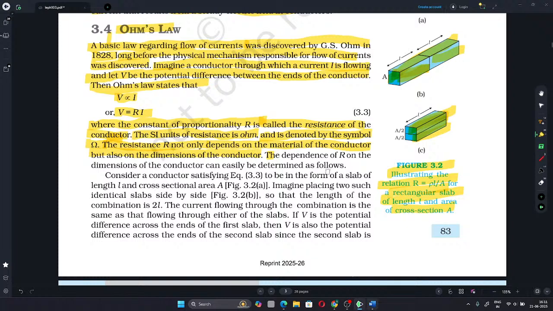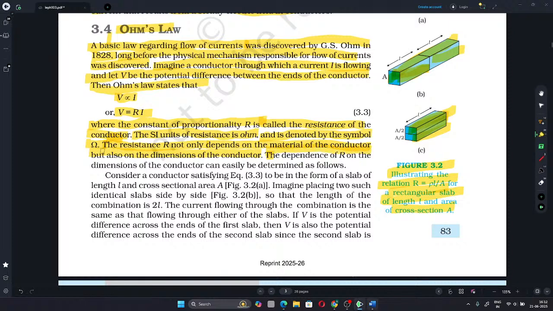It depends on the nature of the conductor, it depends on the length of the conductor, it depends on the area of the cross section of the conductor, it depends on the temperature of the conductor. Resistance is directly proportional to temperature. If higher the temperature, higher the resistance. It is also directly proportional to the length of the conductor, higher the length, higher the resistance. It is inversely proportional to area, higher the area, lower the resistance.